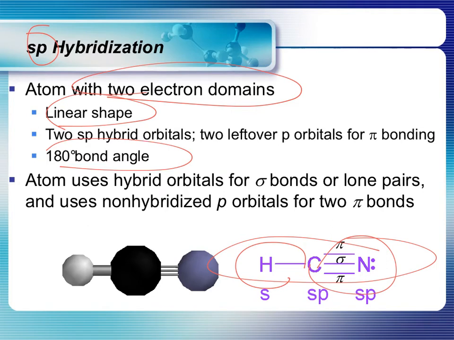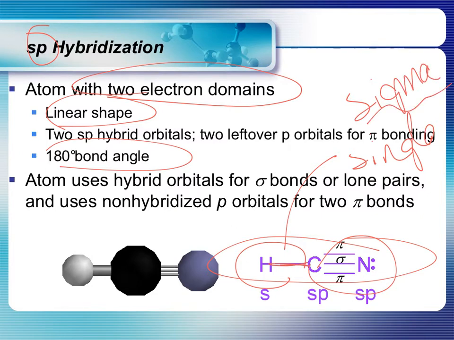One of the things I'm going to start talking about now are the types of bonds. It turns out that there are multiple types of bonds. A single bond is always called a sigma bond. It's not real important you actually know what this bond is, but sigma bond is the strongest type of bond. It's a head-to-head overlap, direct overlap of atomic orbitals.